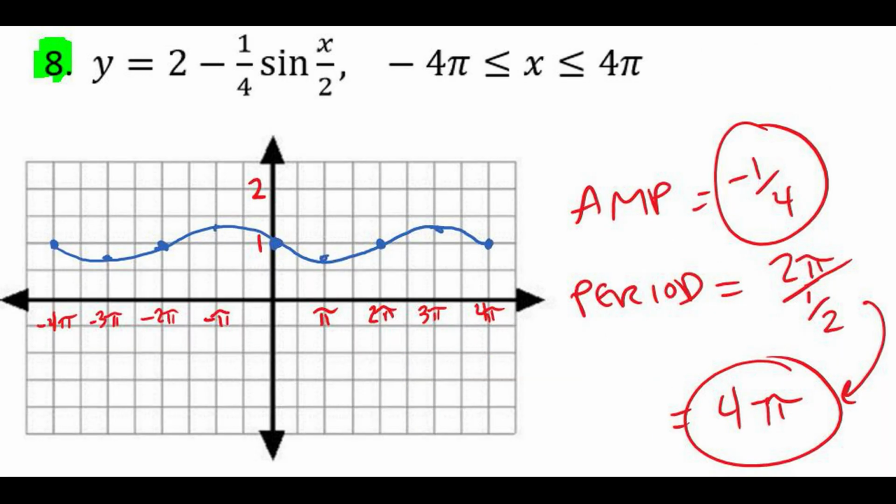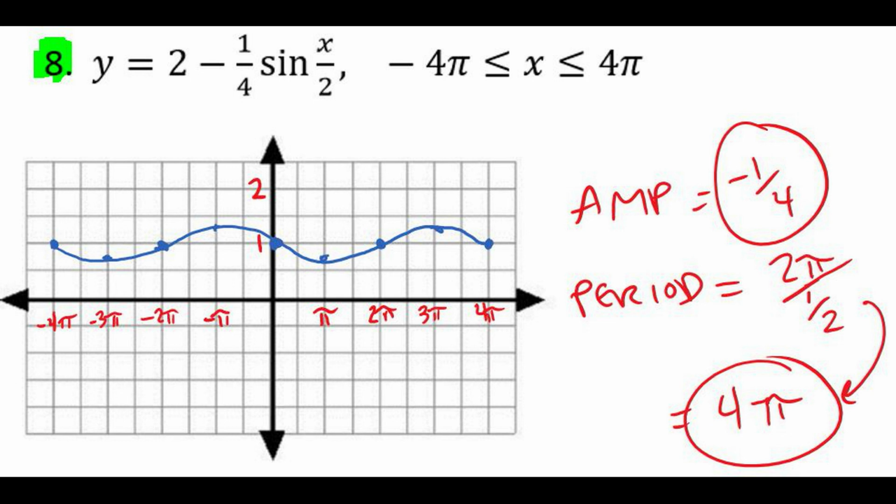Number 8, there's a lot of modifications here. There's the 2 out front, and it's important to recognize that 2 out front is the vertical shift. So typically that's at the end, but in this case they put it at the front, which who knows why, but that's where they put it. We have a -1/4 multiplying times the sine, so that's going to change our amplitude, and it's going to flip it because it's negative. And then we also have something happening to that x. So this one is going to have a different period.